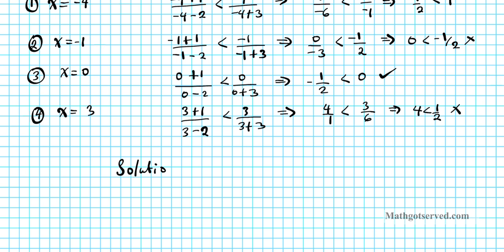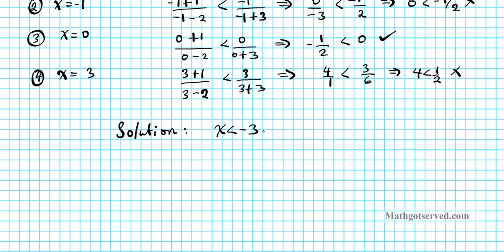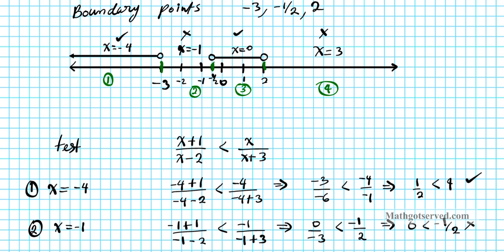So the solution is going to be x is less than negative 3 for interval 1, and then for interval 3, you're sandwiched between two values, namely negative 1 half and 2. So negative 1 half is less than x, and x is less than 2. That's what happens when you're in between these two intervals, between negative 1 half and 2.